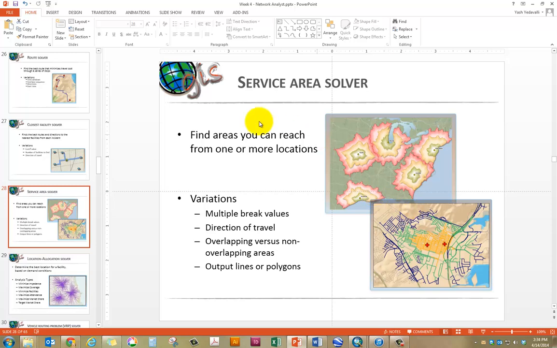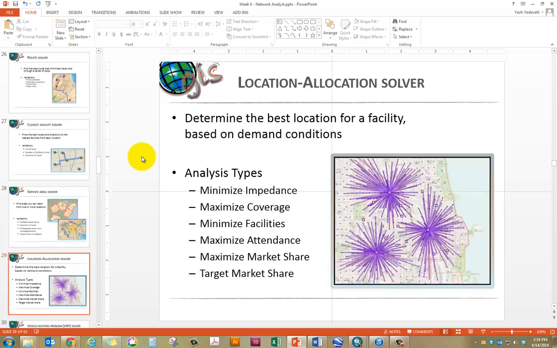So that kind of gives you a service area and what is covered by your stores and what isn't. So stuff like this could be extremely useful in performing your analysis.